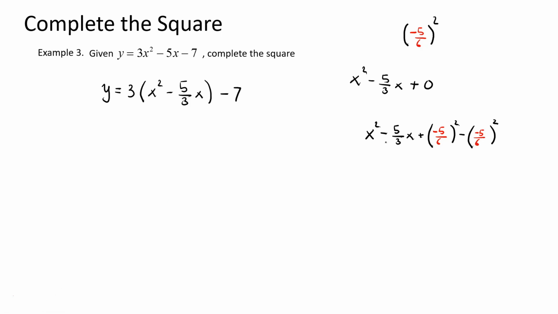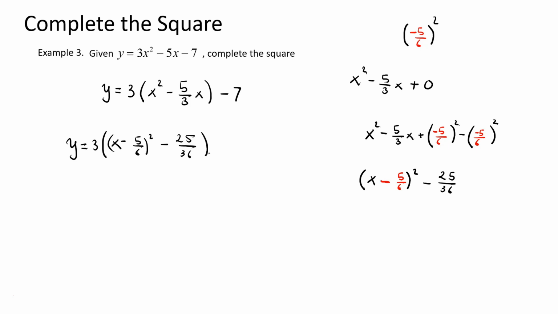So now we add and subtract it. We know the first three terms will become a perfect square. Again, in our case, it will be x minus 5 over 6 squared minus 25 over 36. So now let's replace this back. We have y equal to 3 times x minus 5 over 6 squared minus 25 over 36 minus 7. So let's distribute the 3 back in. So 3 times x minus 5 over 6 squared minus 25 over 12.